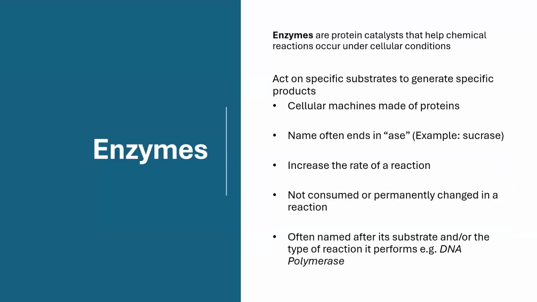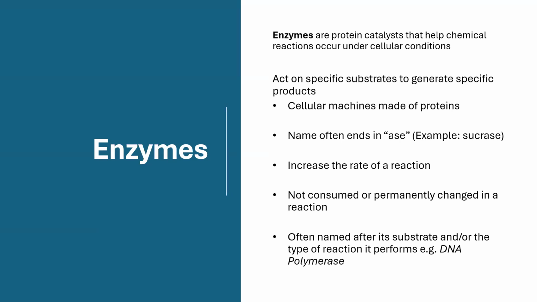All right. So here's just a little bit of an overview of enzymes. Enzymes are a type of protein catalyst. And what they do is they help the cell complete chemical reactions. And so in chemistry, catalysts are things that help a chemical reaction proceed, and they are not used up during that reaction or altered in any permanent way.